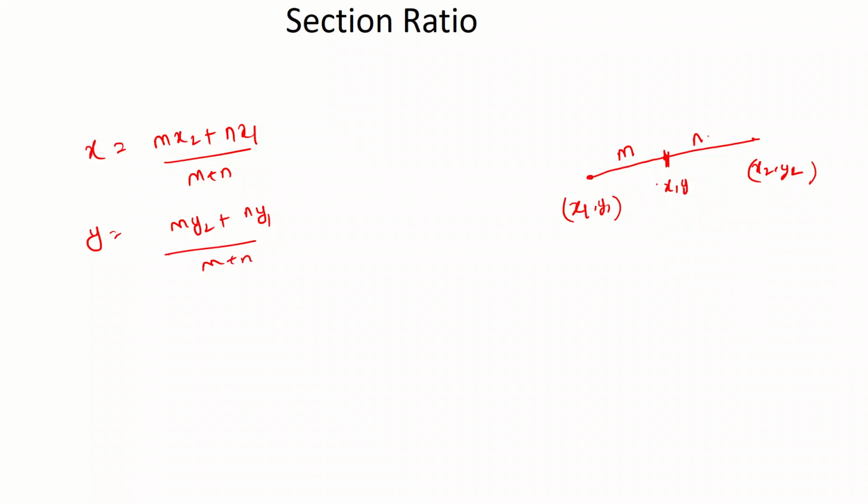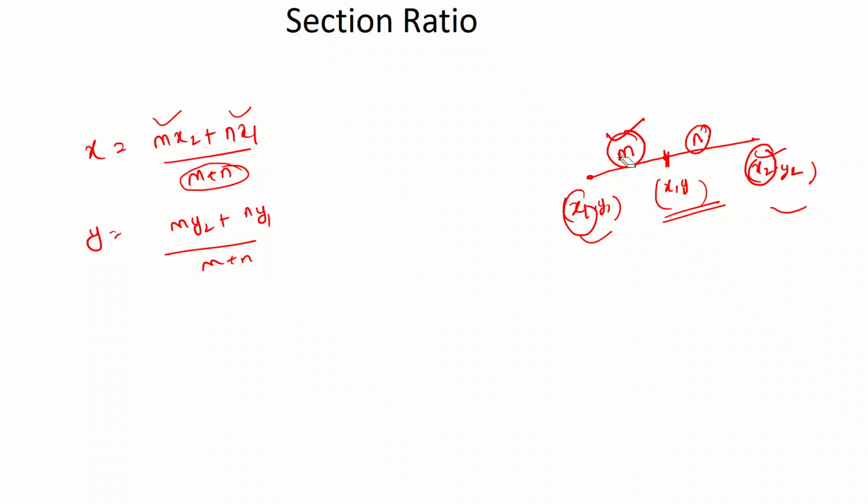This formula says that suppose there are 2 points and a third point divides these 2 points in the ratio m is to n. This could be 2 is to 3, 1 is to 2, 4 is to 5, anything. To find the coordinates of this point, you multiply m with this x2 and n with this x1. So this kind of crossing, you multiply what's on the left with what's on the right. So m x2 plus n x1 divided by the sum of the ratios.